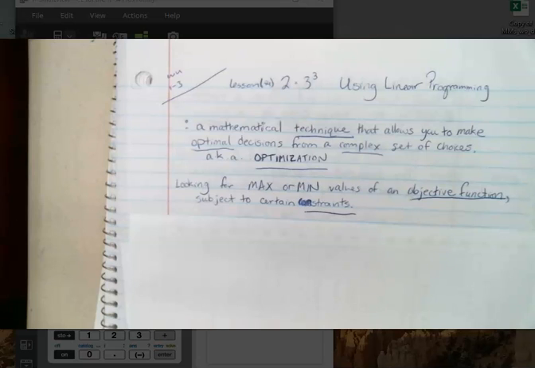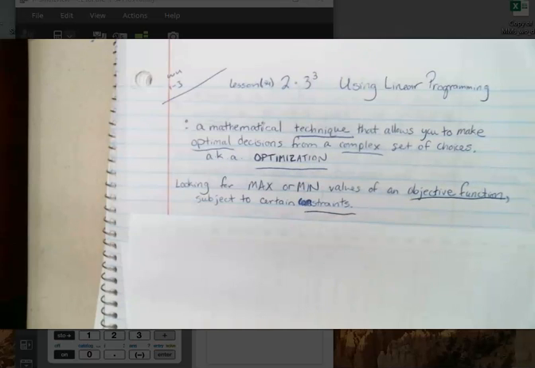So first we'll define this here. Linear programming is a mathematical technique that allows you to make optimal decisions from a complex set of choices, otherwise known as optimization. Most profit, less loss, things like that. How to get the most out of something, which is what we're all about.